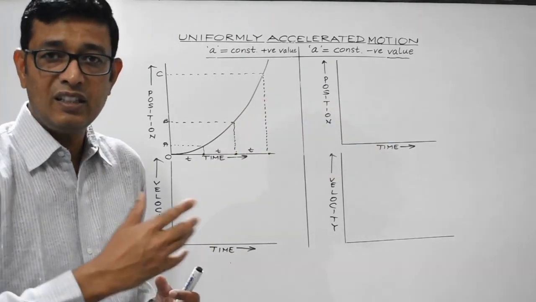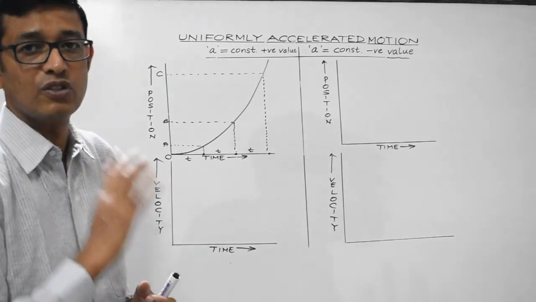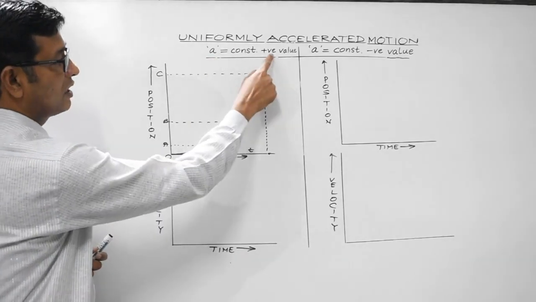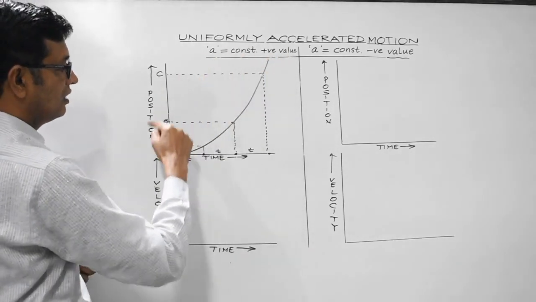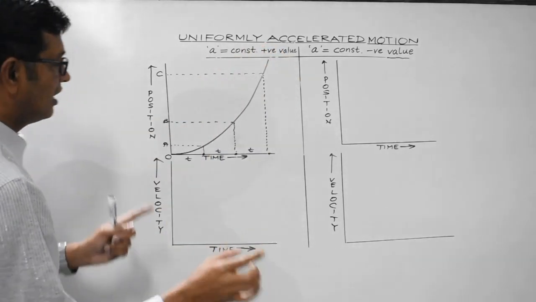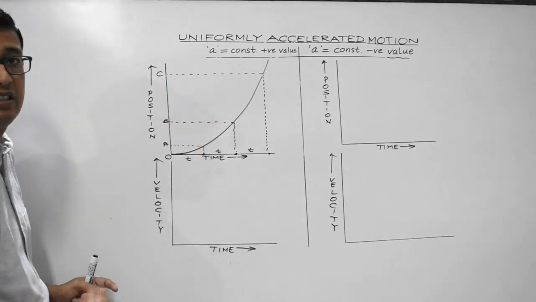And if the velocity increases, then A is positive, that is, acceleration is positive. So this is the case. When acceleration has a constant positive value, the graph would be a curve and it will be like this. So it clearly suggests that per unit time, the increase in the displacement increases.